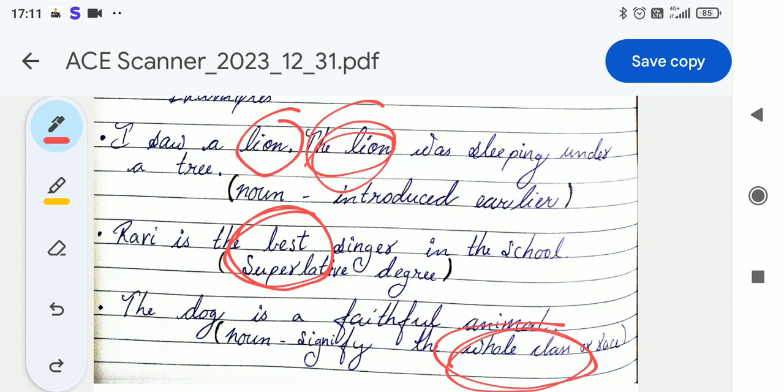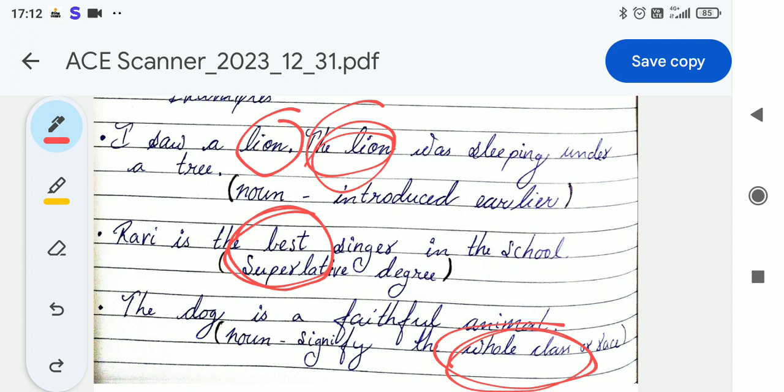The next use of the is that we use the before religious books, musical instruments, and serial numbers. Religious books like the Gita, the Bible, the Quran, the Ramayana, and musical instruments like the violin, the flute. These are the serial numbers: the first, the fourth, the third, the 11th, etc.